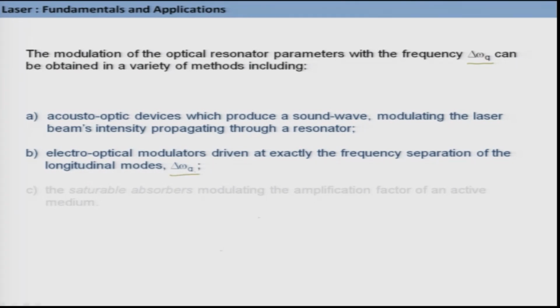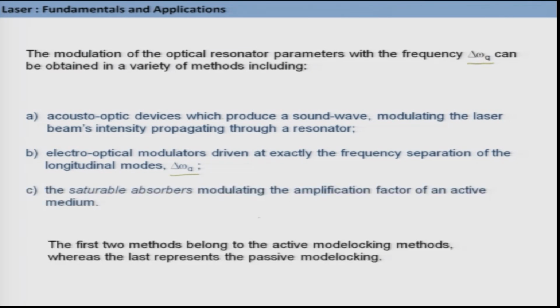We know what that is: c by twice L, where L is the cavity length. And also we can use a saturable absorber, which we have also learned in case of passive Q switching. A saturable absorber can modulate the amplification factor of an active medium. The first two, A and B, belong to active mode locking, whereas the third one belongs to passive mode locking. These things are not very surprising to you.